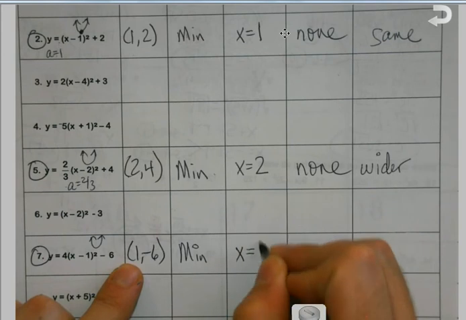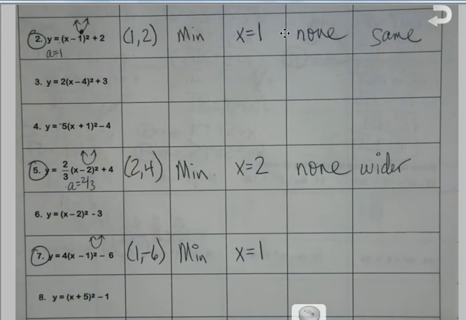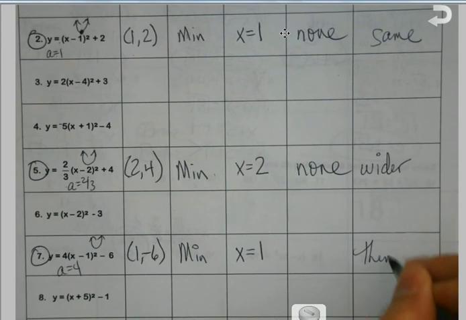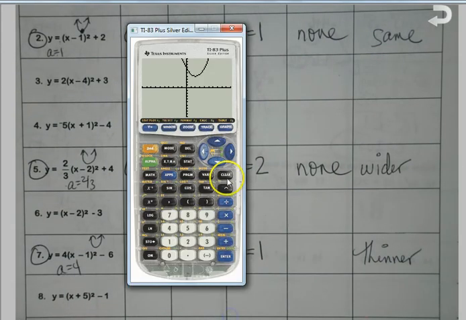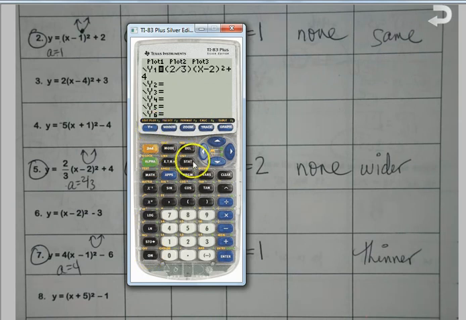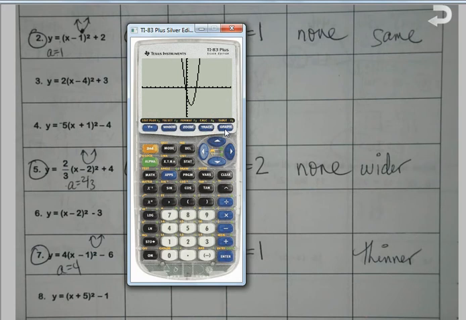My axis of symmetry still continues to go with the x value of my vertex. If my a value is 4, wider or thinner? Thinner. Get those numbers greater than 1, it's going to be thinner. This time we will have intercepts. All right, let's check this out. Make sure everything's typed in good. Yay, there's actually intercepts this time. All right, so let's go find them.